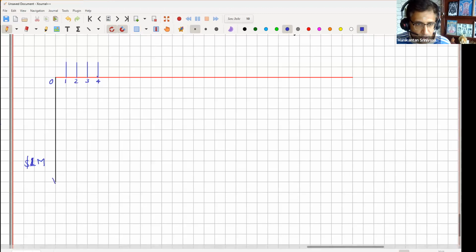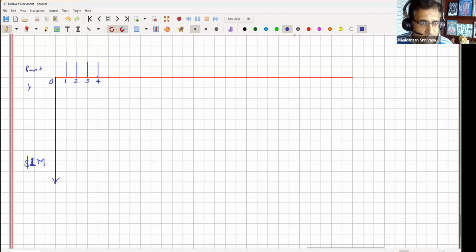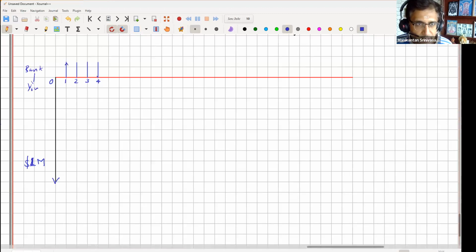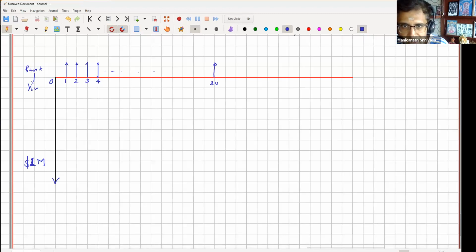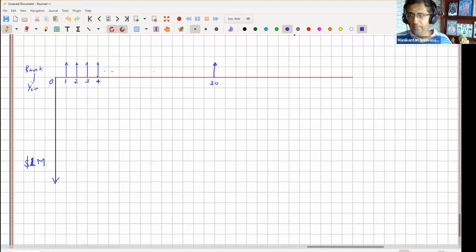So the bank has given you money. Let's say this is the bank and this is you. So the bank has given you money, which is downward, and then you are paying the bank every year. And then the understanding is after, let's say, 30 years, it's not 30, but I'm just saying 30 here, you'll exactly repay the amount that's due.